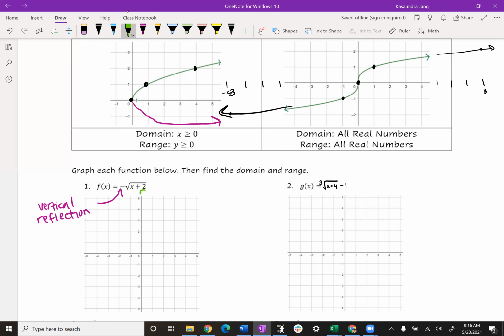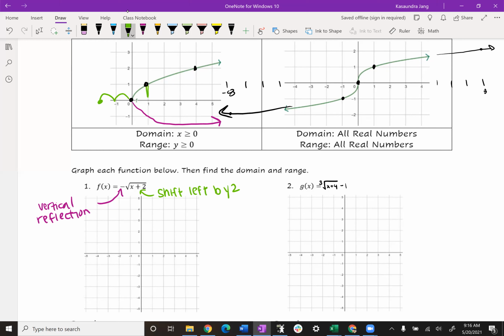+2 on the x has to do with x's. It's going to be a horizontal translation. This will shift the entire graph to the left, or translate to the left by 2. All right, so again, it's like I go to the left 1, 2. All right, so it would hit that point.